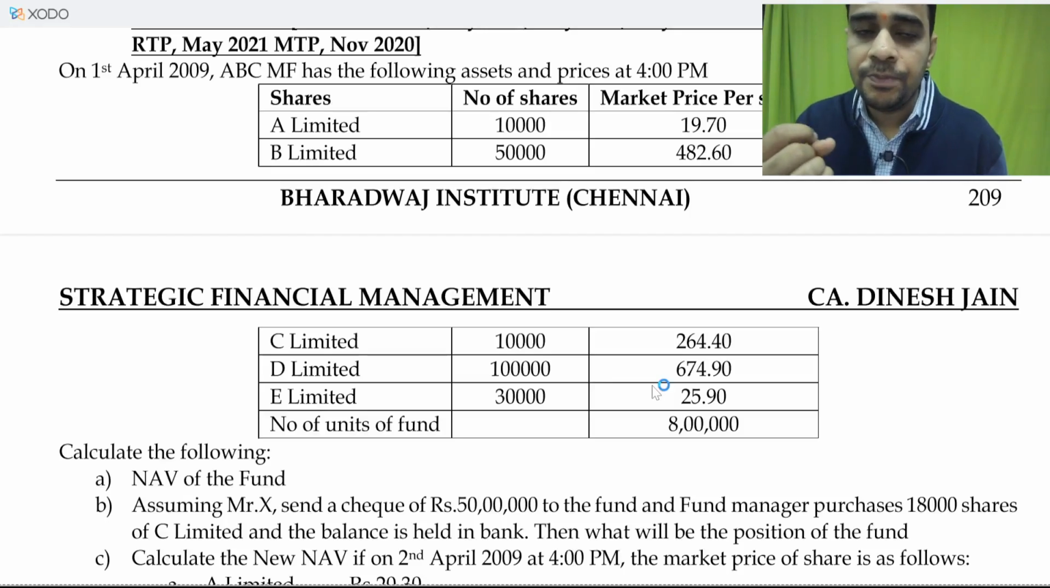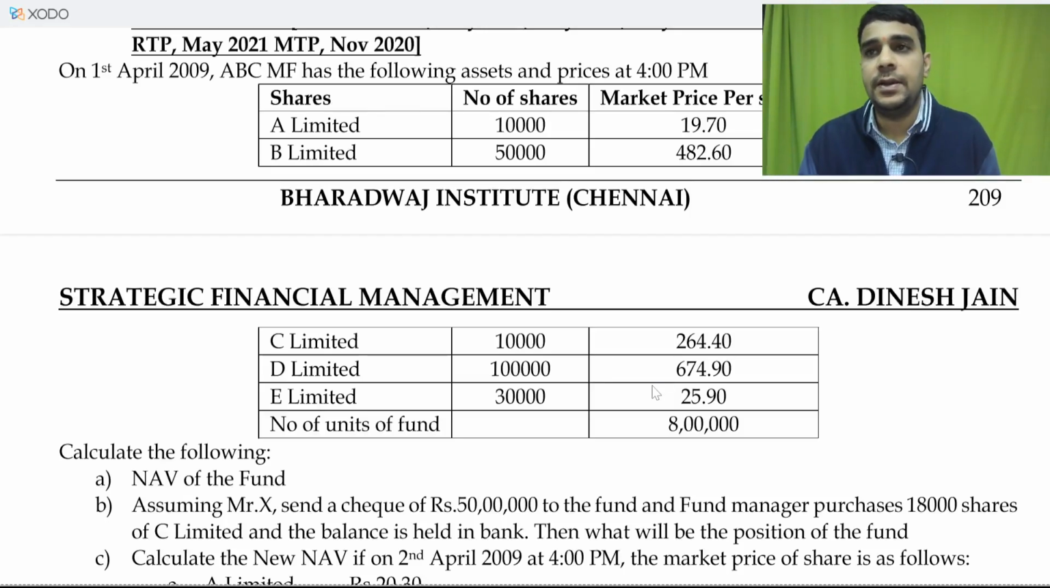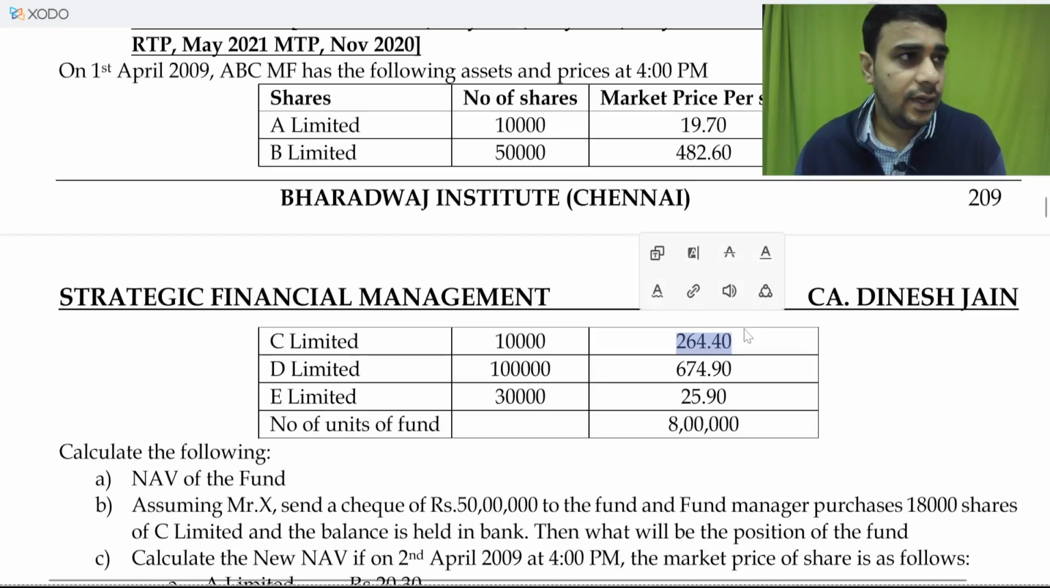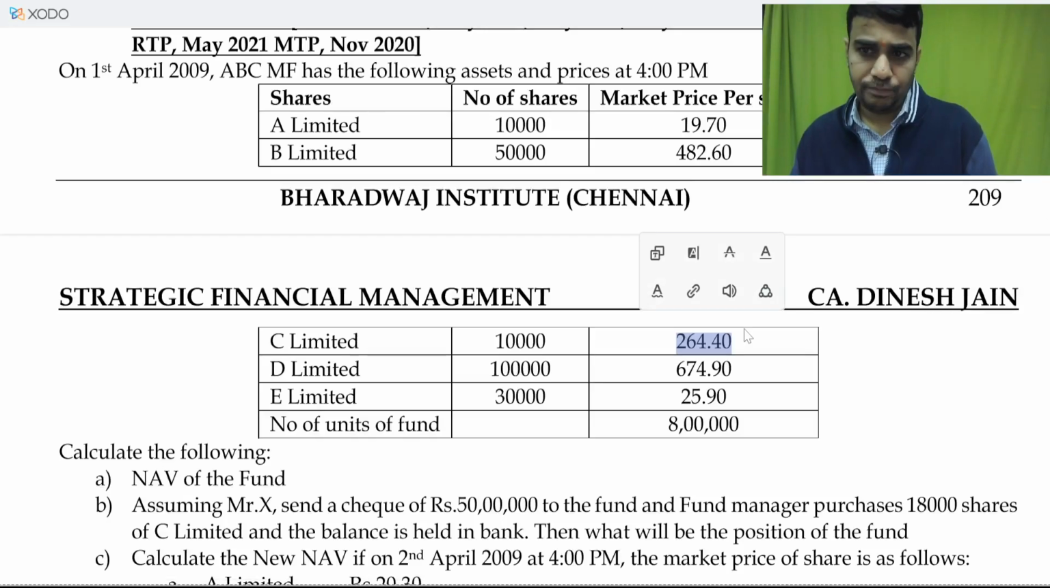This 50 lakh, what I did is I ended up buying the shares of C Limited. They have not mentioned at what price we bought. I am going to assume that I purchased at the closing price. Technically slightly incorrect. Why it's slightly incorrect is you will get to know the NAV by end of the day. If you are using that NAV for the units allotment, this 50 lakh, I don't know at what time it came.